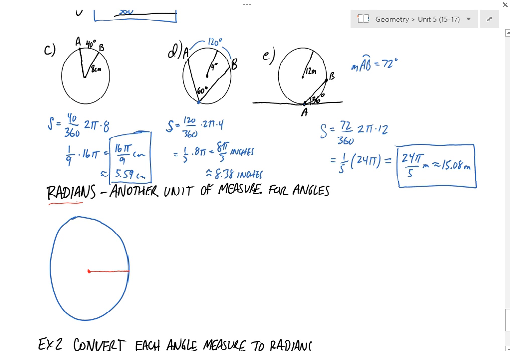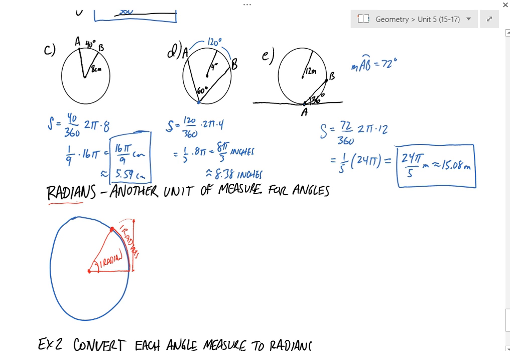What a radian is: if I take this radius, let's say I hold it up here, I take that radius and I move it over to here, I'm going to wrap that around the edge of the circle, and so my radius is going to bend around the circle and it would end right about there. And so if that is 1 radius that I just bent around the edge of the circle, then this angle is called 1 radian.